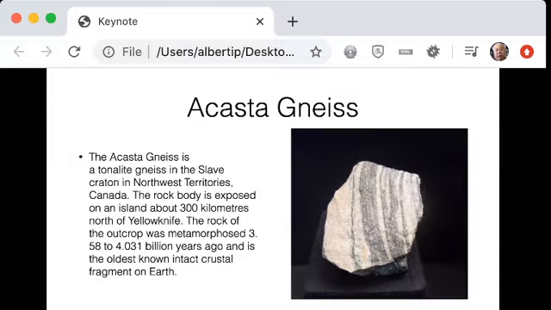It looks like this. It looks to me like a sedimentary rock, but again, I'm not a geologist, so I can't say why it looks like that. But that is one of the rocks that is supposed to be very, very old.